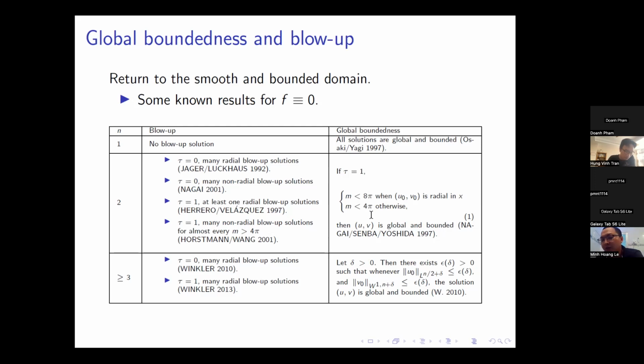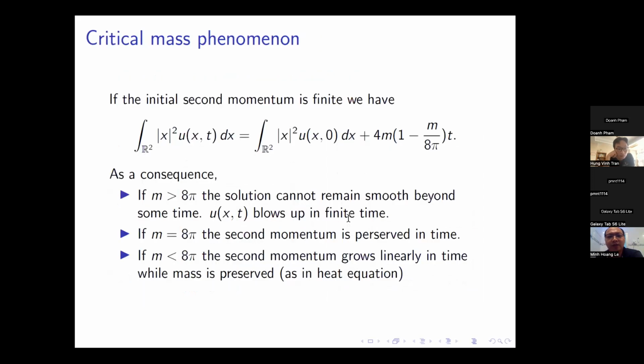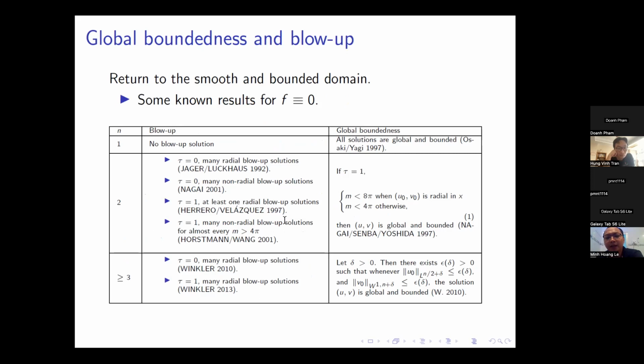And the number 4 pi cannot be easily seen from the analysis. It's not like this equation naturally captures the number 8 pi, but the number 4 pi comes from the critical constant for the Moser-Trudinger inequality, and because of that, we have the number 4 pi here.